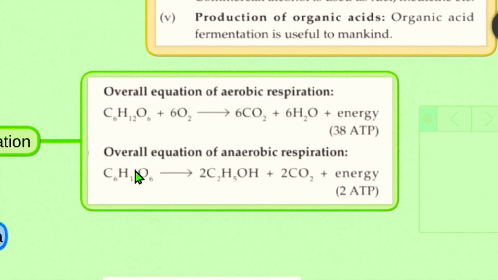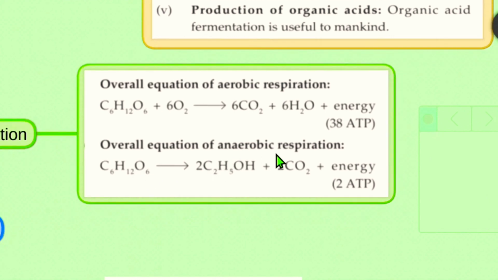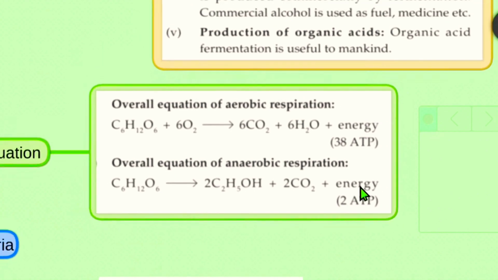And second one is the overall equation of anaerobic respiration. This is the glucose, and it gives 2 molecules of ethyl alcohol and 2 molecules of carbon dioxide, and the energy in the form of 2 ATP molecules is formed in anaerobic respiration.